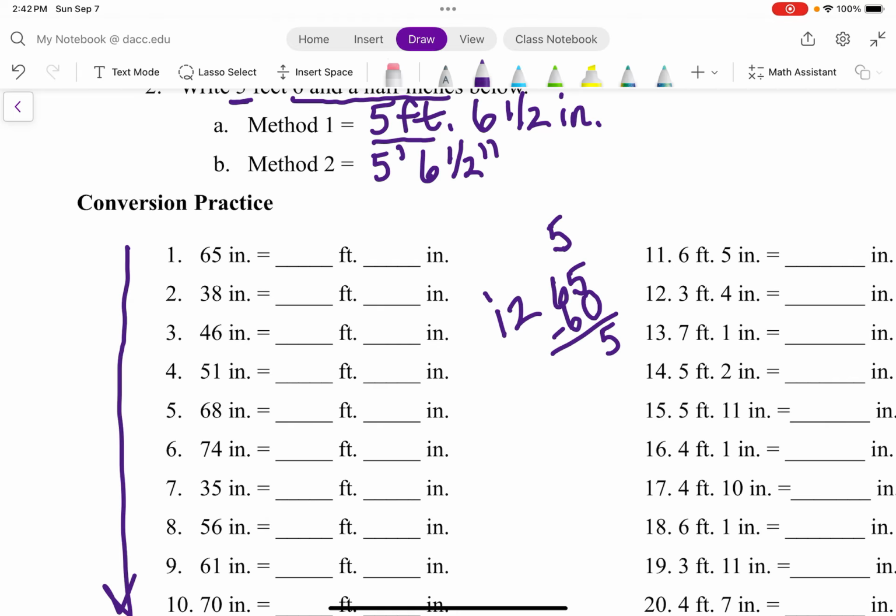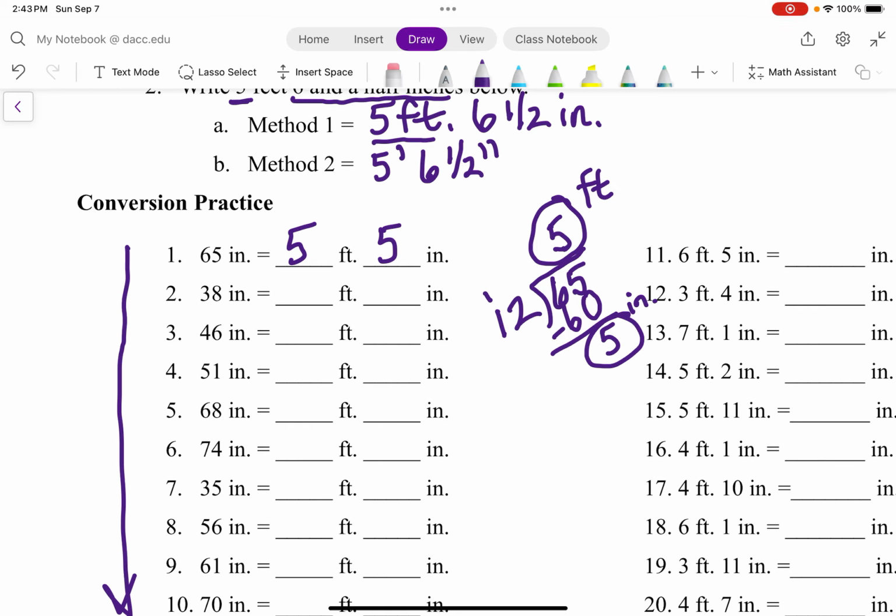Oops, didn't mean to delete that. So on the top, this top would delineate how many feet we have. That means we have 5 feet that goes into the 65 inches, but we have this remainder. That is the number of inches that remain. So 65 inches is 5 feet, 5 inches. So that's one way of doing it.